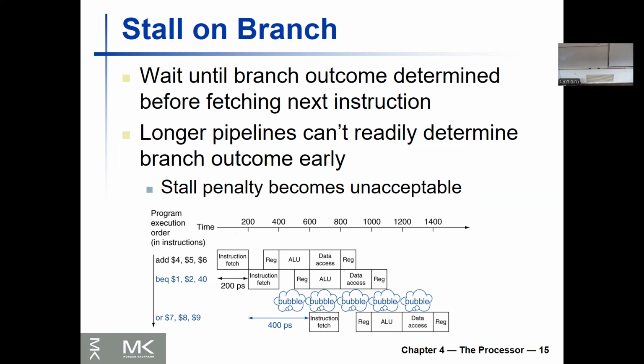There's a question about this: when you said we would add 2 bubbles, why wouldn't the branch be able to do the IF before the ALU finishes?